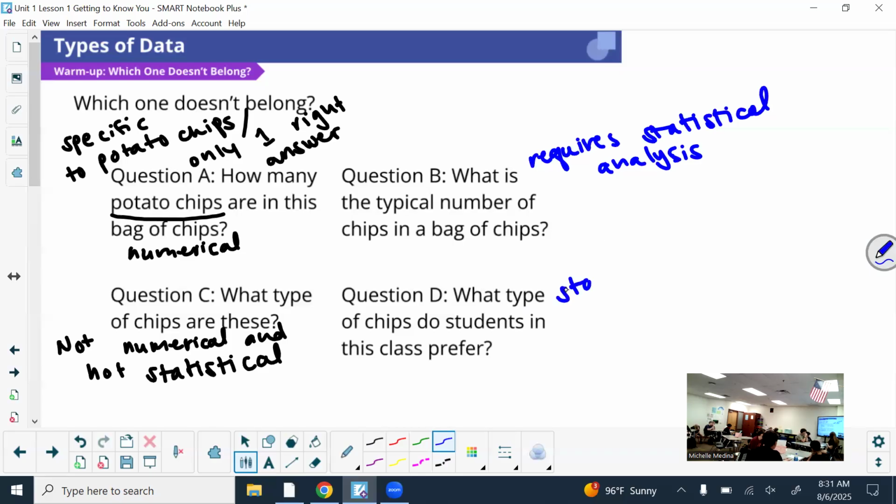So it's statistical, but you would also have to find the mode. Mode means most common. This one over here, you would find the average, or not average, but yeah, we would find the average because of the word typical.